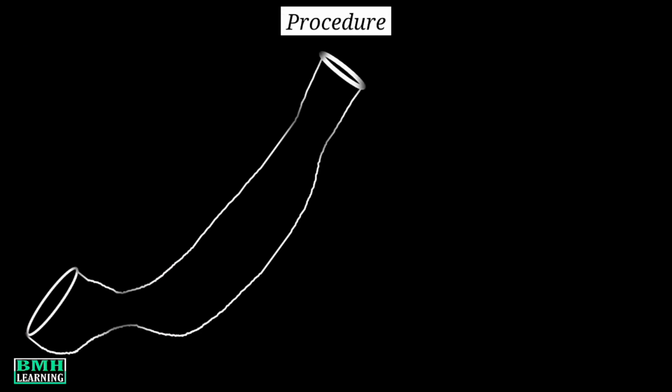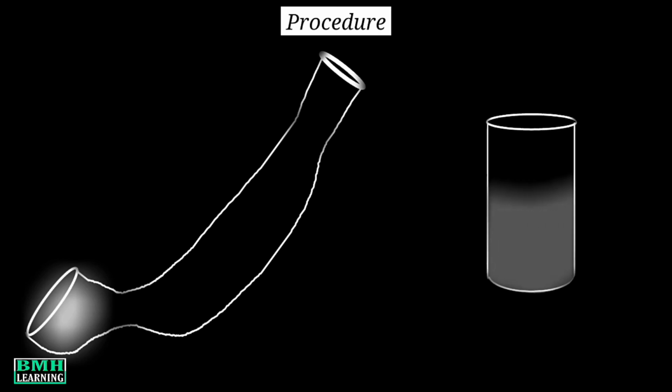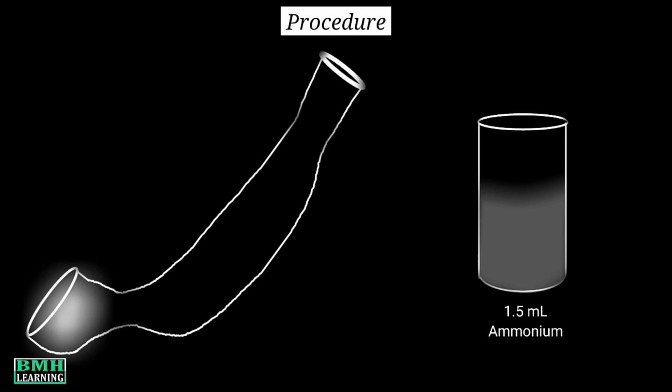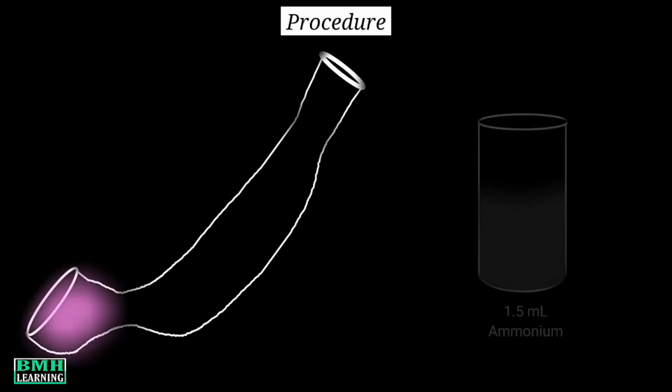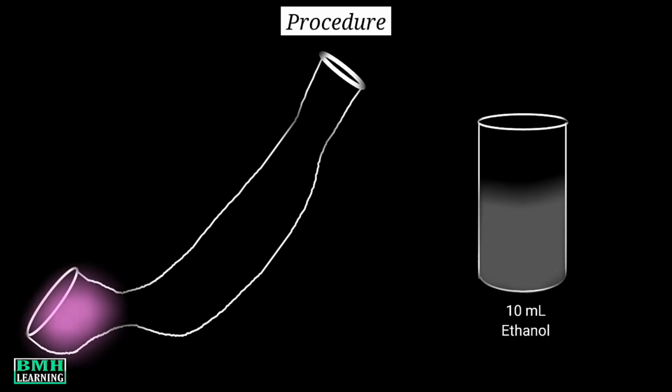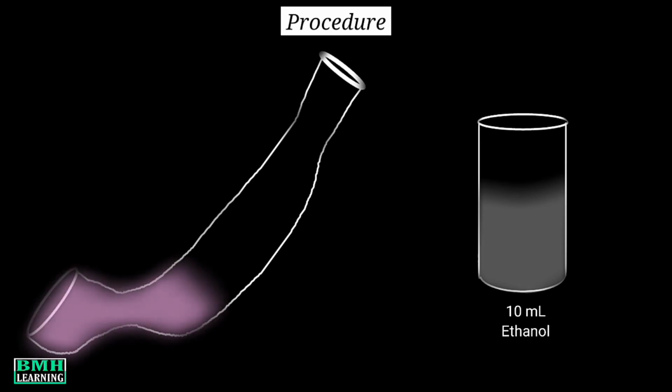Procedure. It's divided into 3 extractions. First extraction. Here is our milk sample added in a special type of container designed for fat analysis. It's a Mojonnier tube. So 1.5 ml of ammonium is added. When we add the ammonium, the color changes to pink. Then we add 10 ml of ethanol.